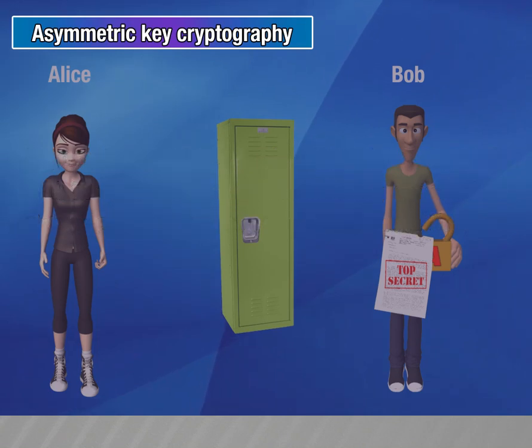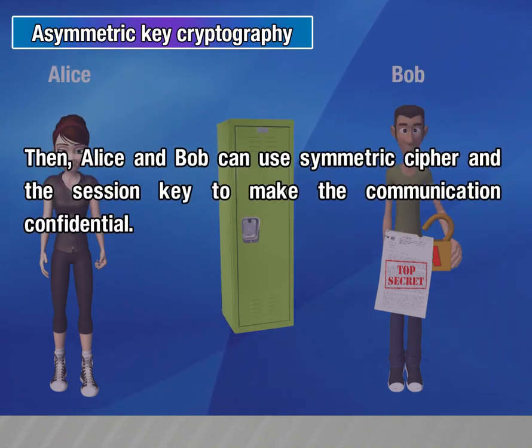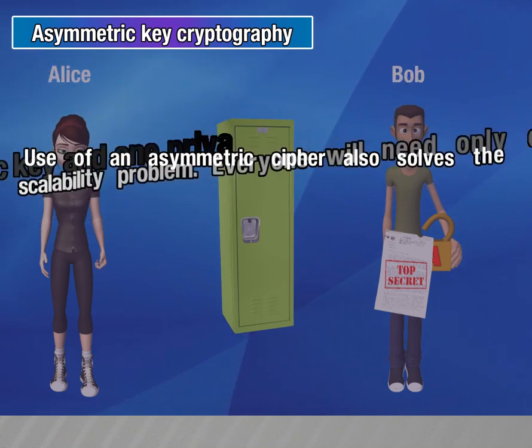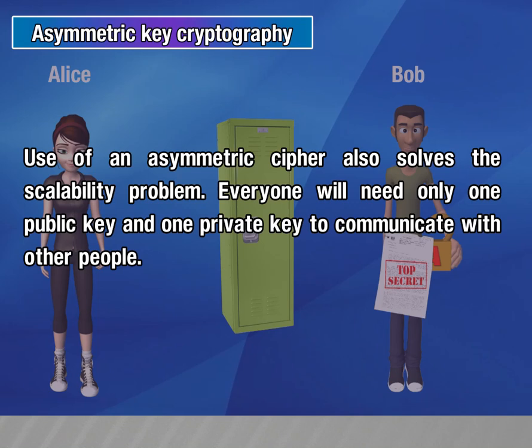Asymmetric ciphers are quite slow when compared with the symmetric ones, which is why asymmetric ciphers are used only to securely distribute the key. Then, Alice and Bob can use a symmetric cipher and the session key to make the communication confidential. Use of an asymmetric cipher also solves the scalability problem. Everyone will need only one public key and one private key to communicate with other people.